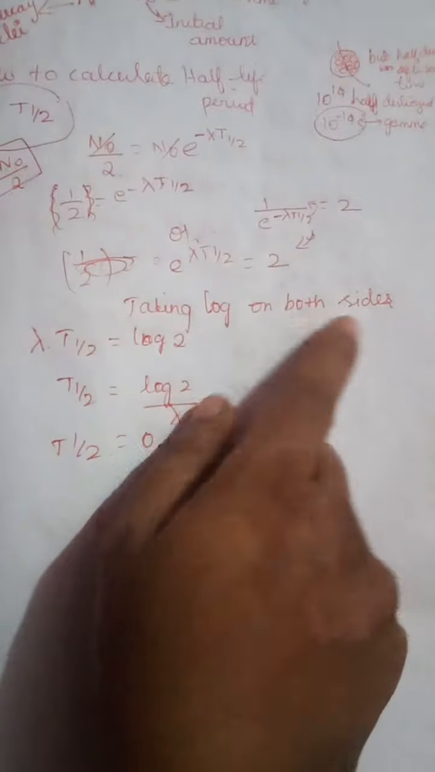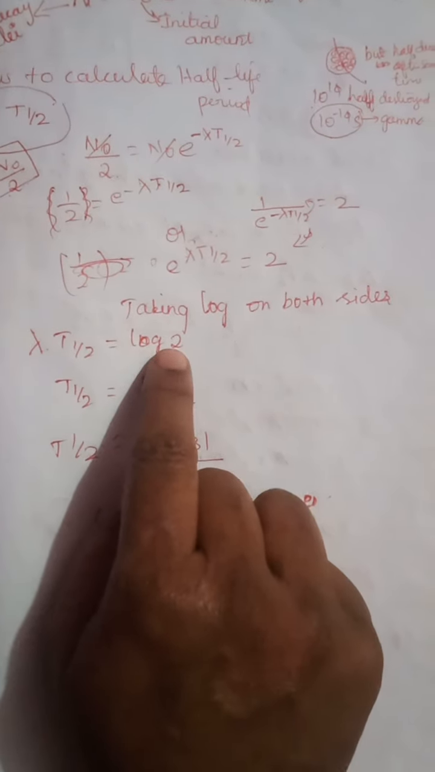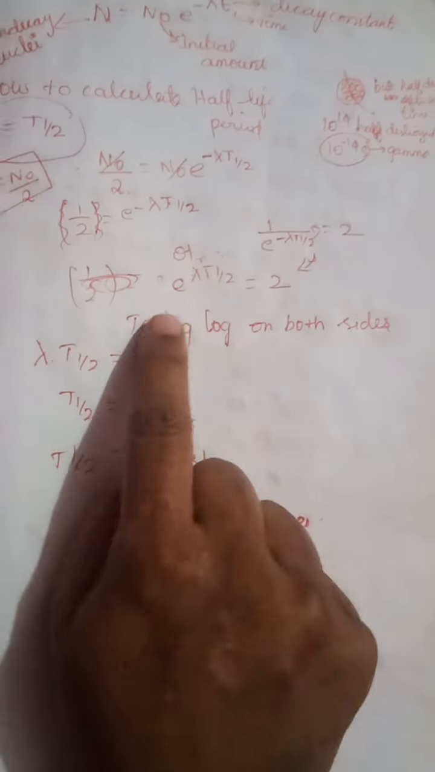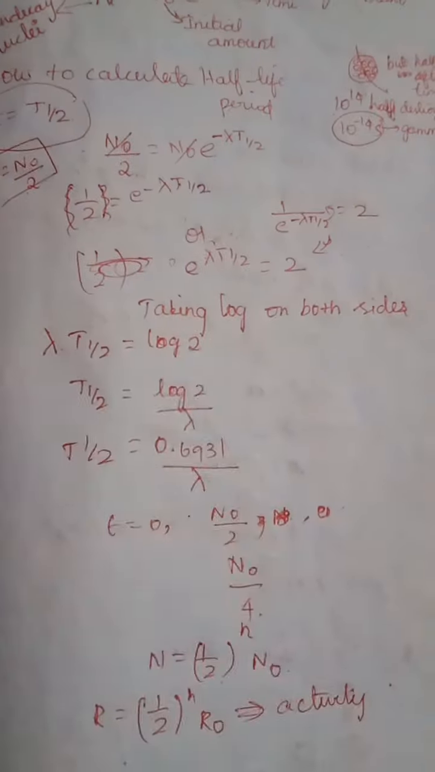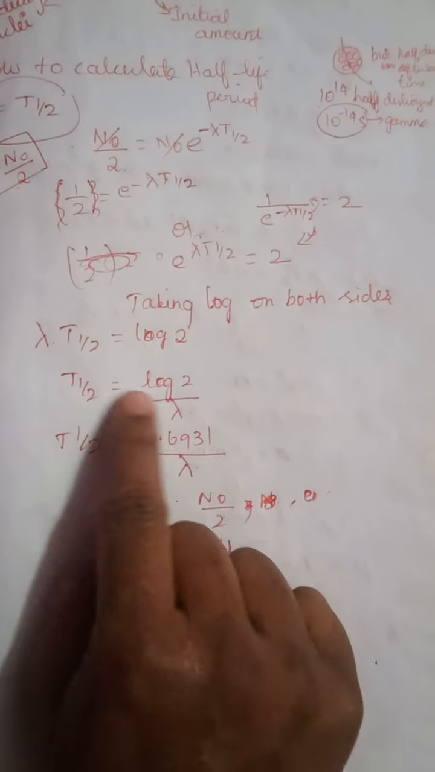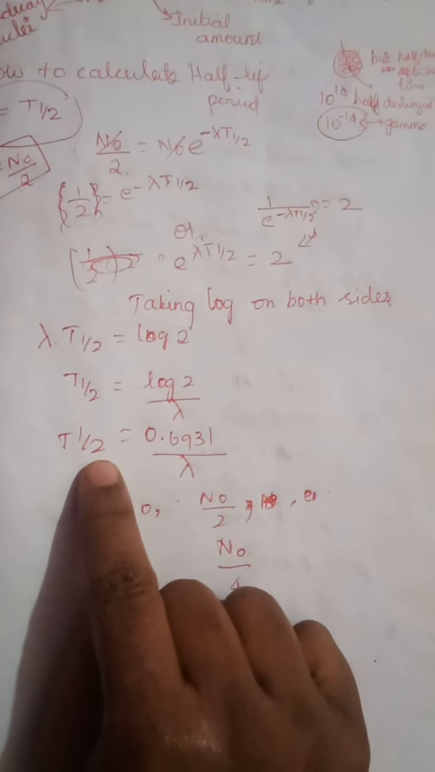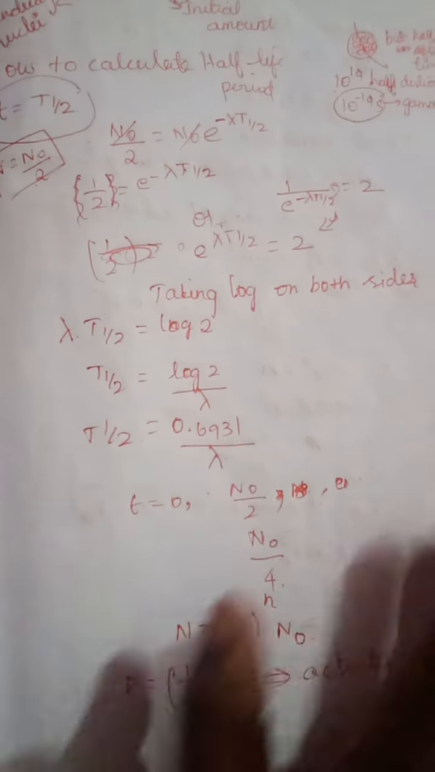Now I take log on both sides. Lambda t1/2 is equal to log 2, because the e will be cancelled when I take the log; ln or log is the same here. Now taking lambda to the denominator, t1/2 is equal to log 2, which has the value 0.6931, divided by lambda.